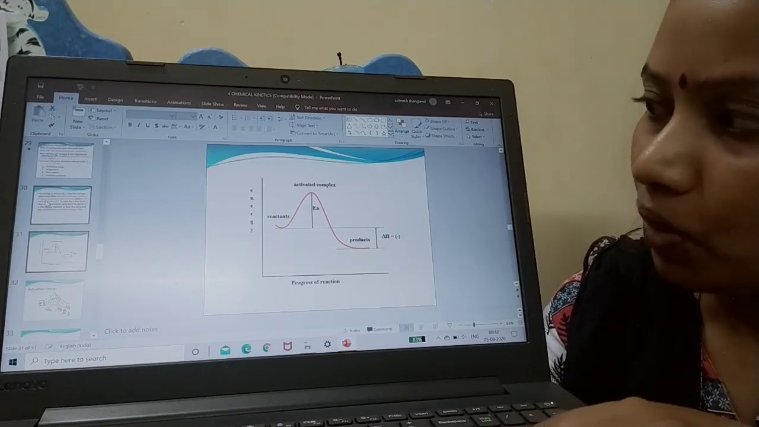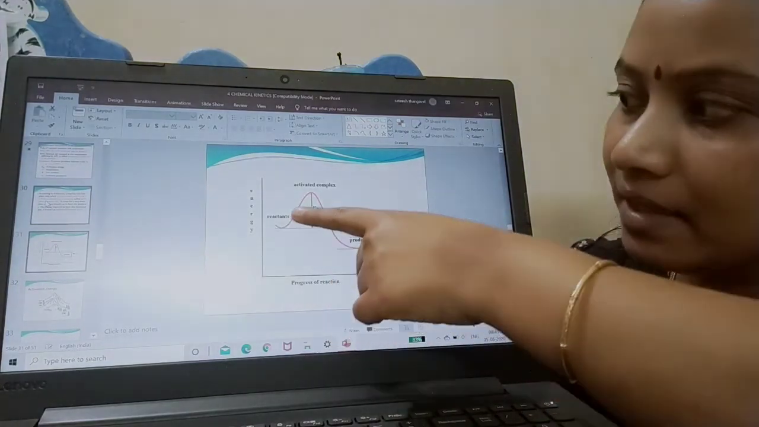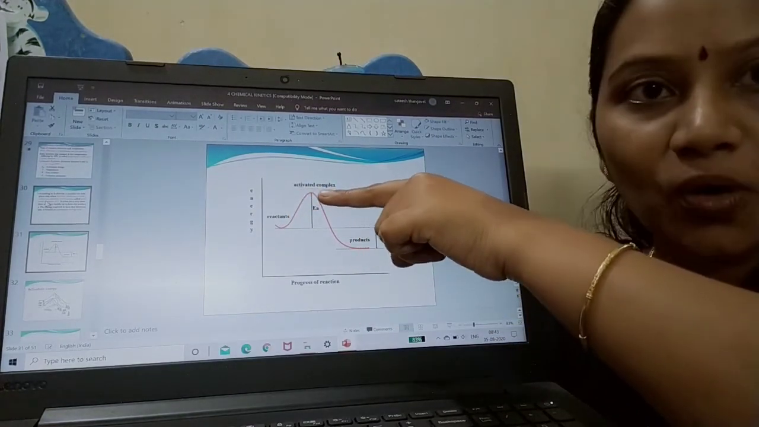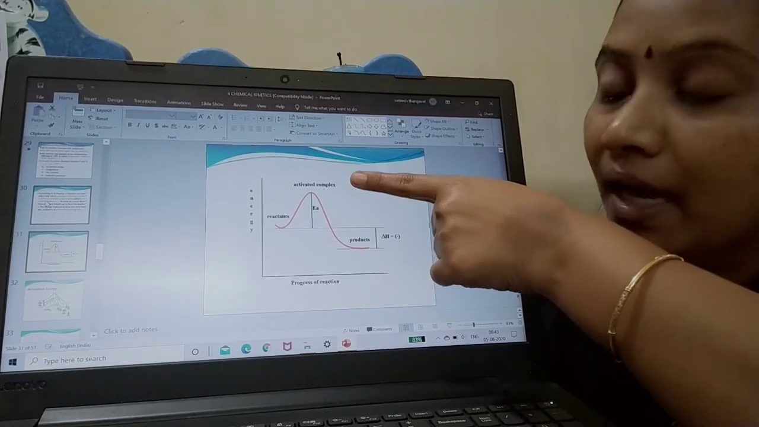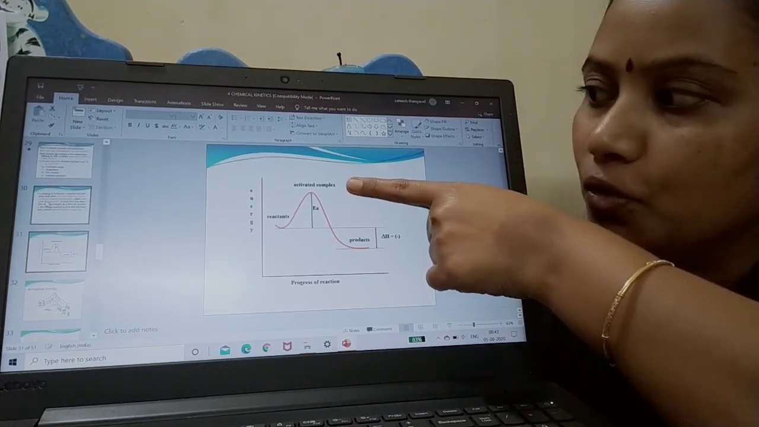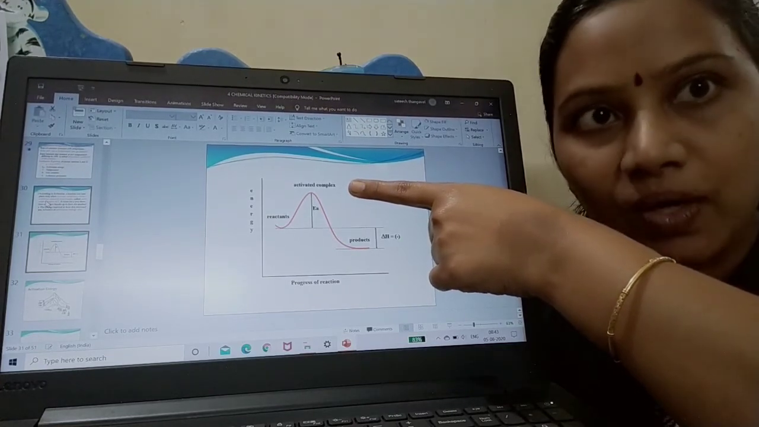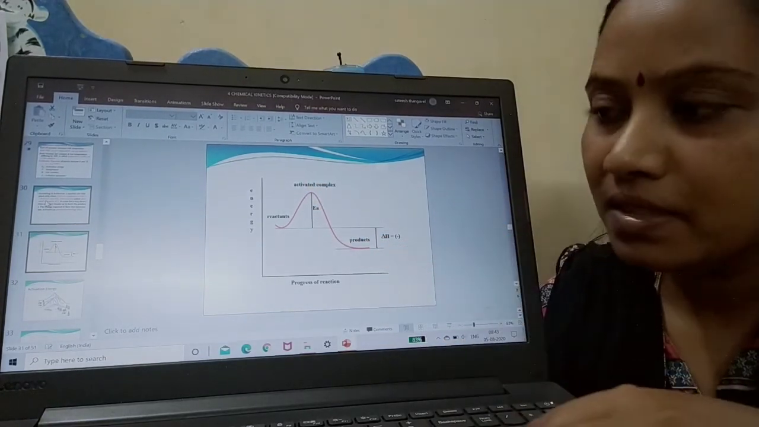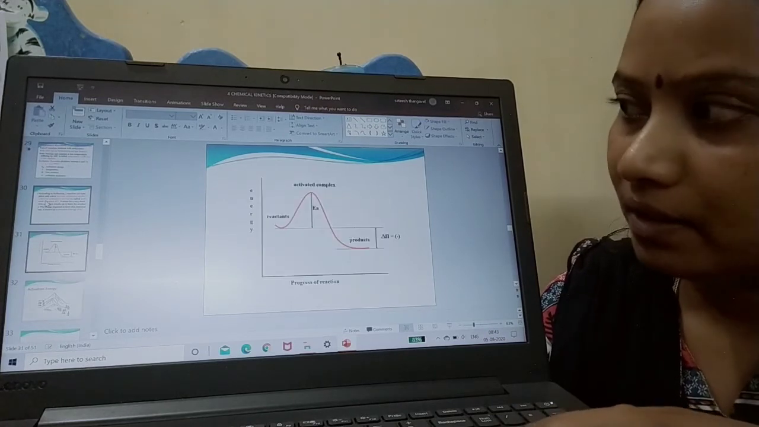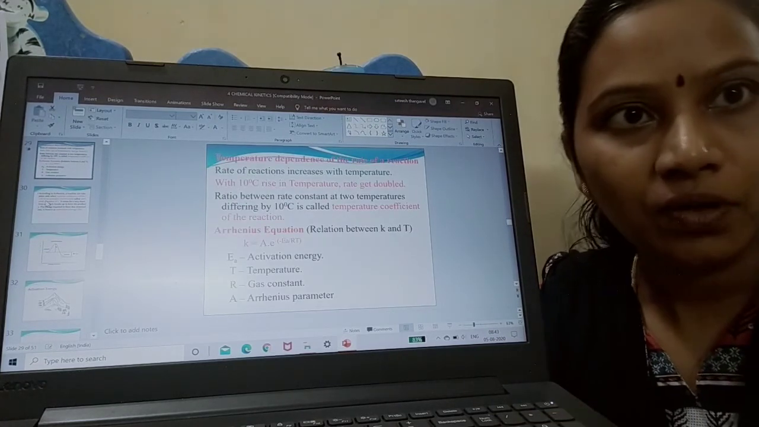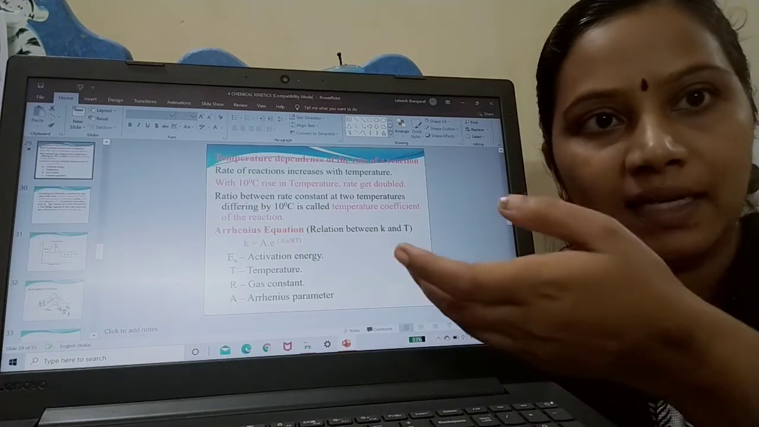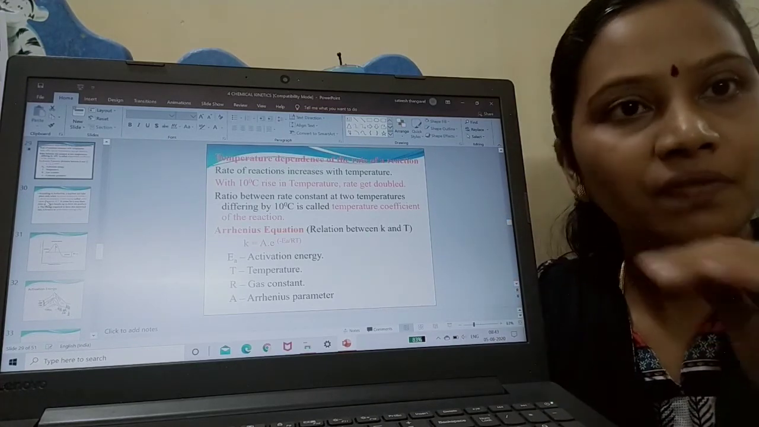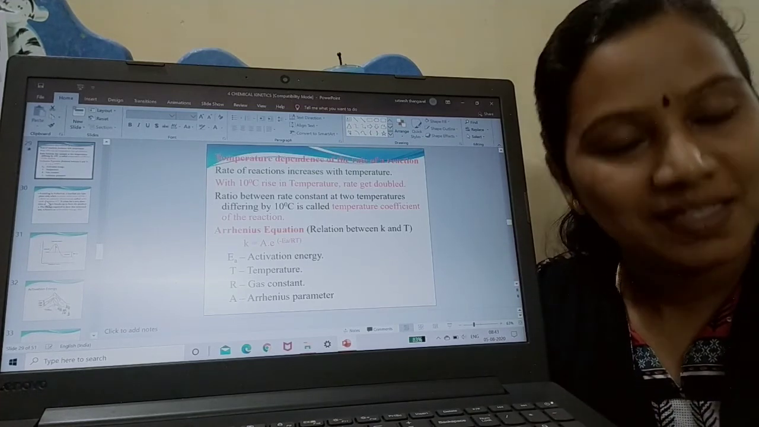Okay, this is the progress of a reaction where reactants combine to give you the activated complex. This is an unstable product, and the amount of energy required to form this activated complex is called activation energy. This breaks to give you the product. This is how the reaction progresses. Activation energy is not there for the final exam, but since we are dealing with the relationship between temperature and the rate of reaction, we need to include that topic. Thank you children.